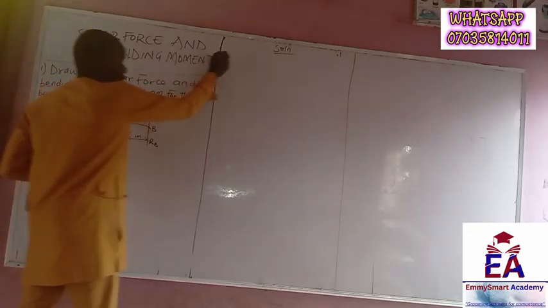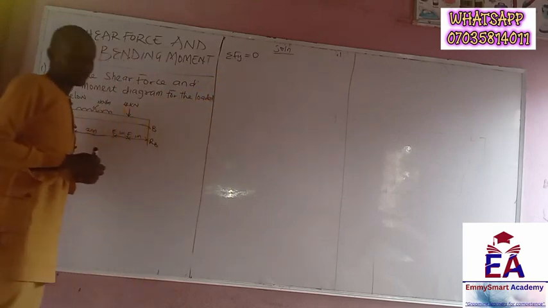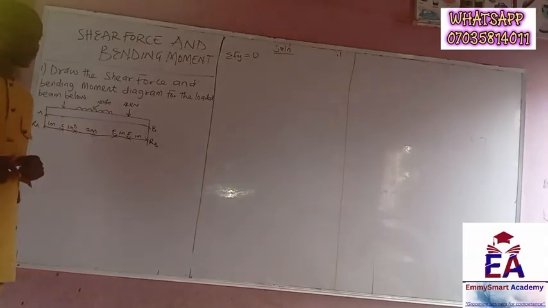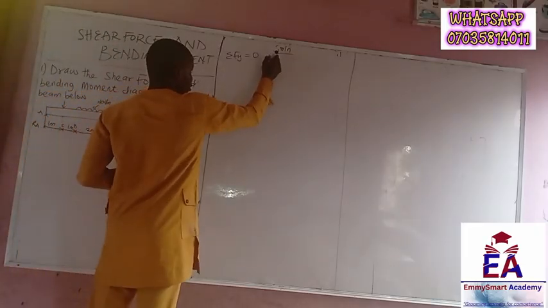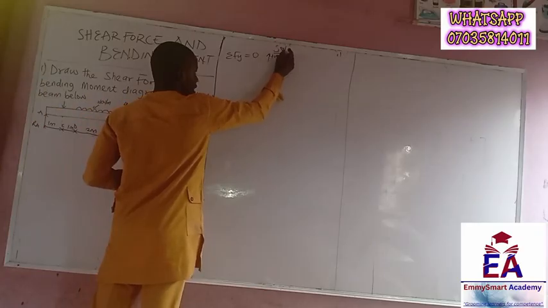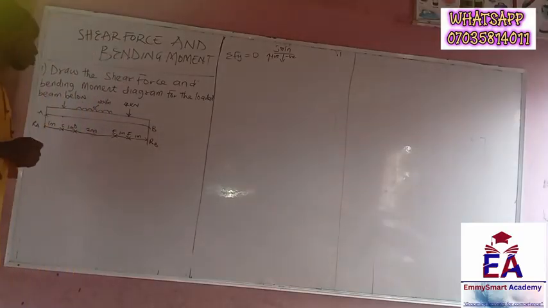So we said summation of all vertical forces is equal to 0. Remember, when we talk about up and down forces, we're looking at vertical forces. So summation of all vertical forces is equal to 0. For this calculation, we will take upward forces as positive and downward forces as negative. Okay, so look at this very well.